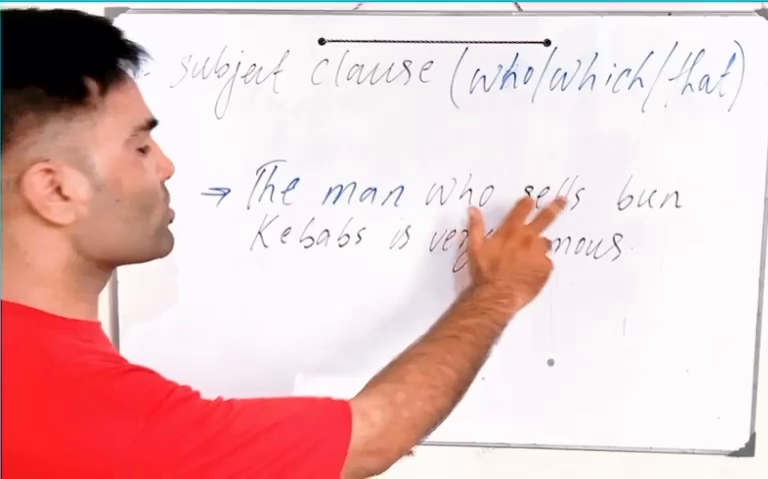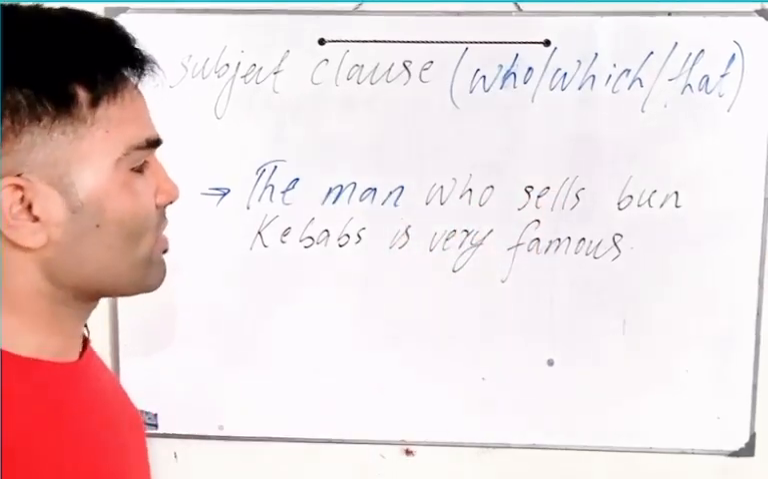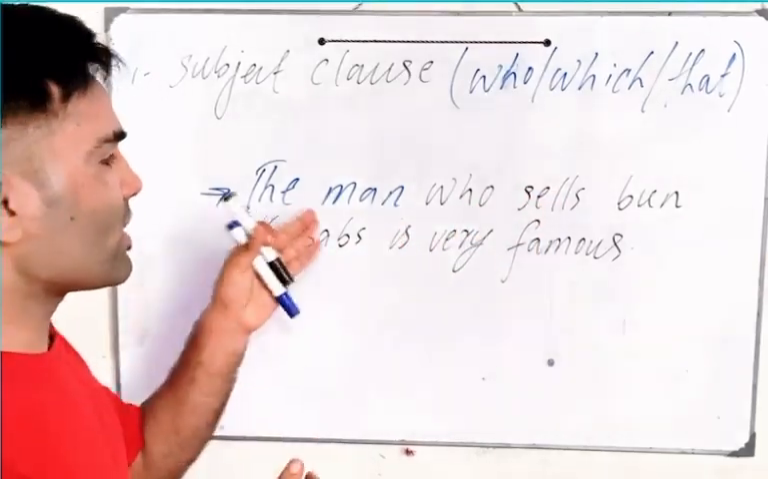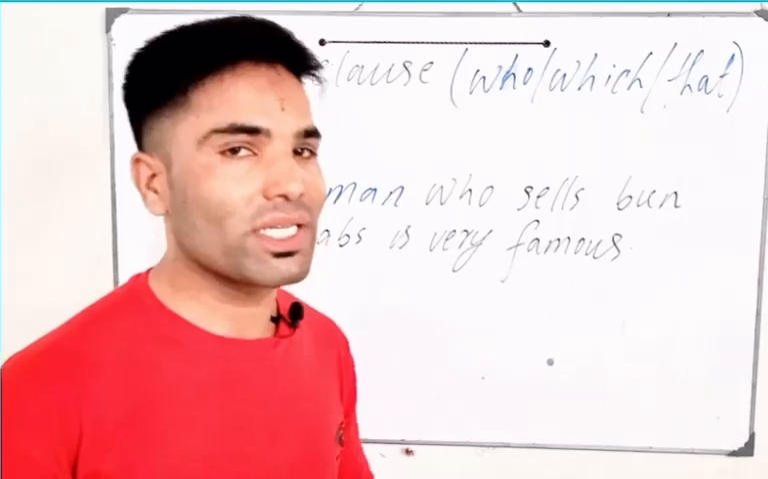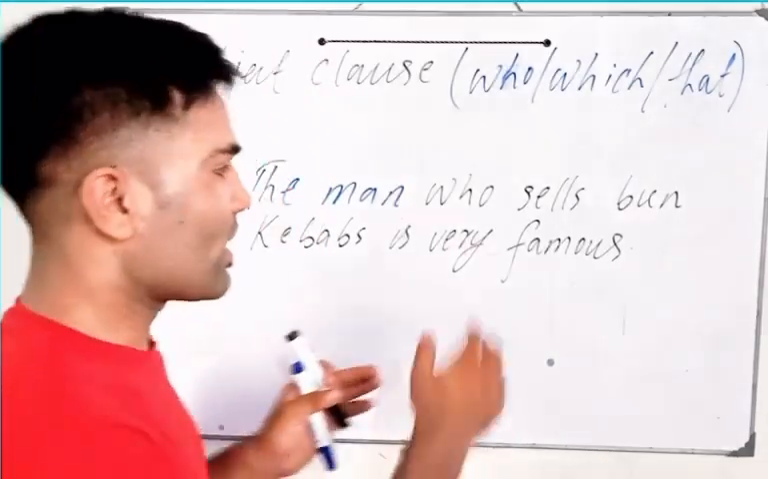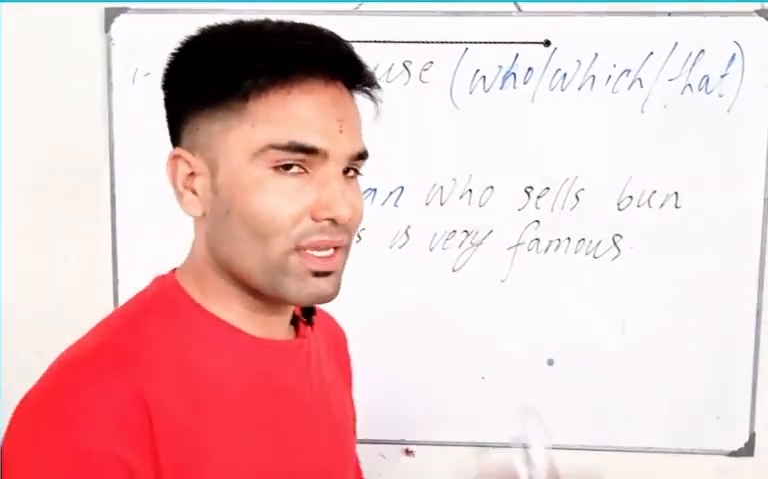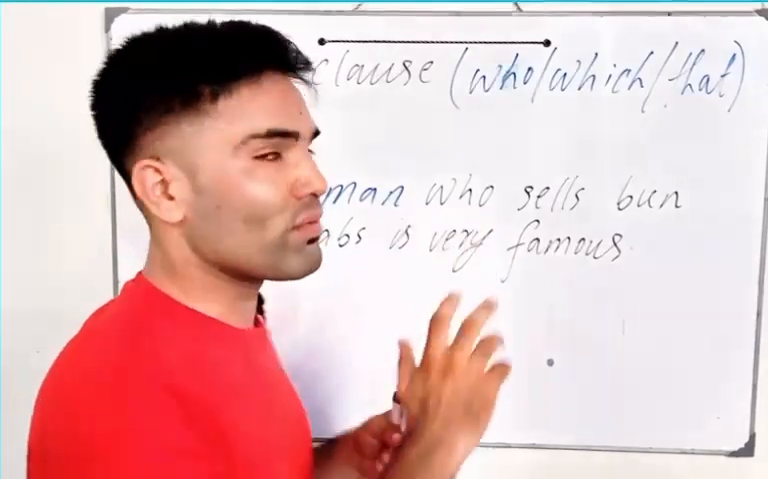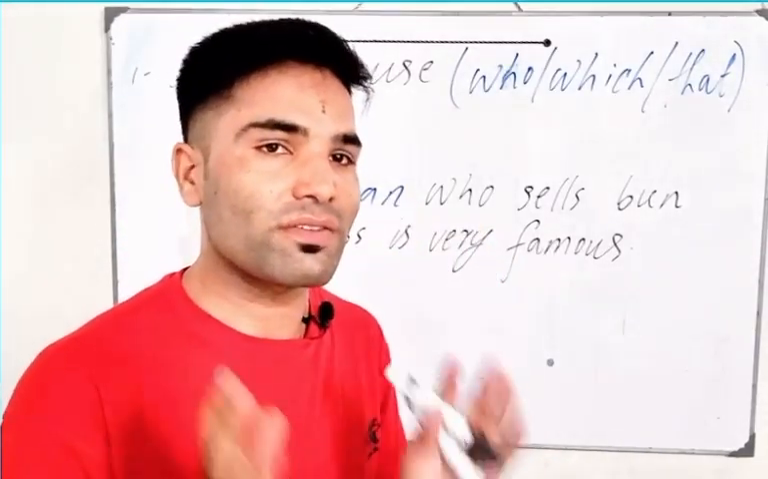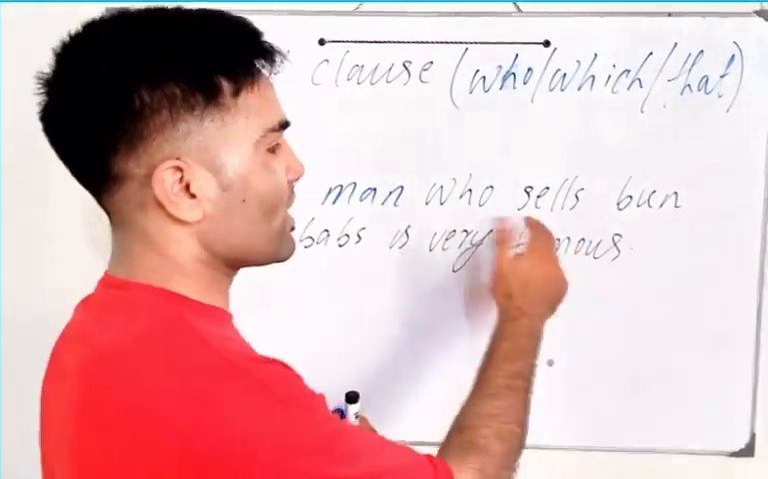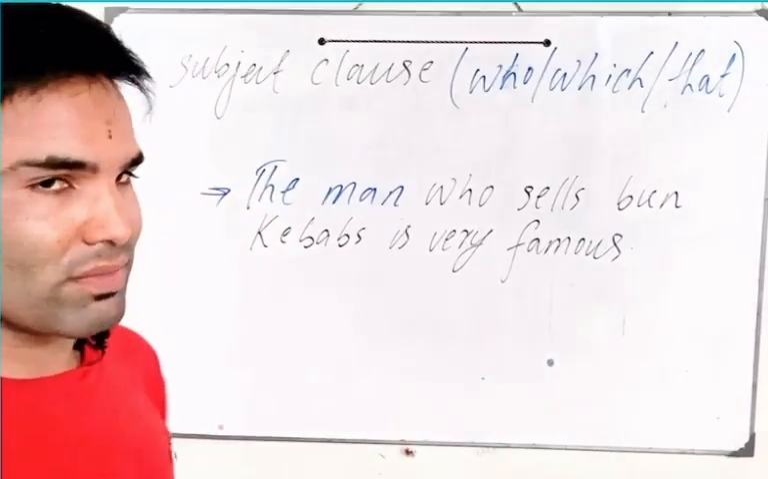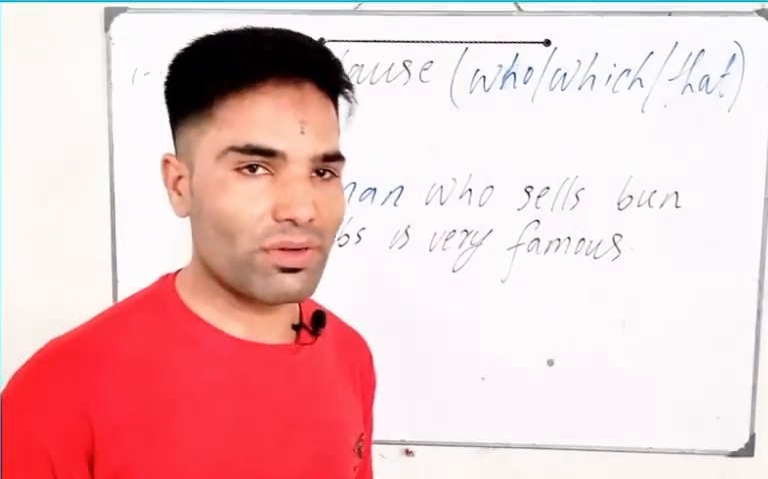The man who sells ben kebabs is very famous. Now you would see here the man himself is being explained straightforward in the example, and the clause which is telling more about the man is introduced with who, and we would know it is a subject clause. This is the first symbol of knowing it. And secondly, sells ben kebabs is very famous. This is the additional information about this man.